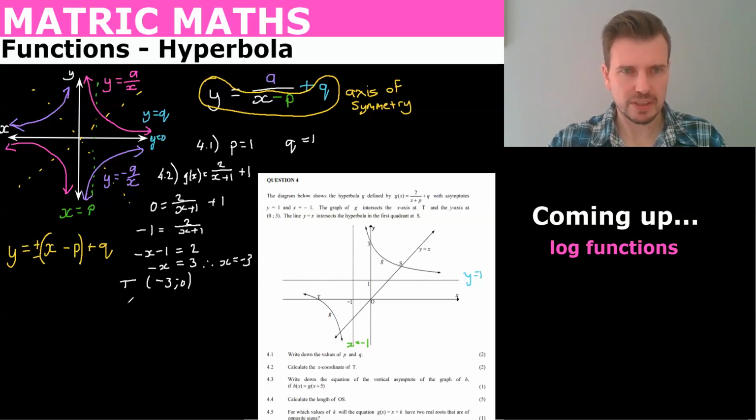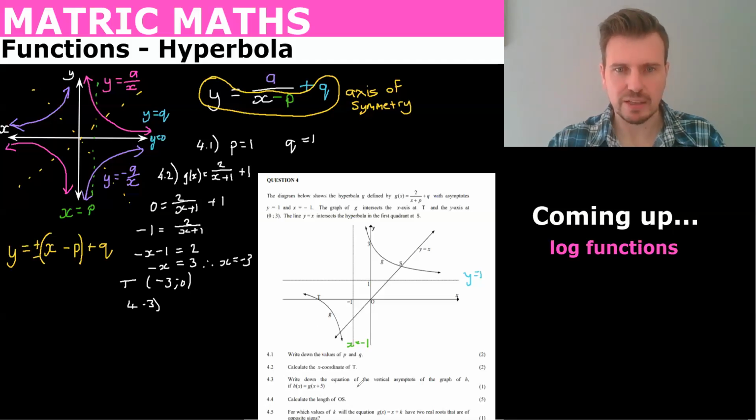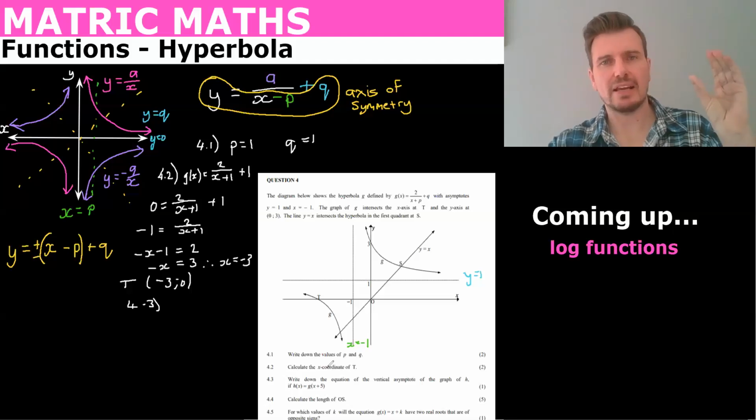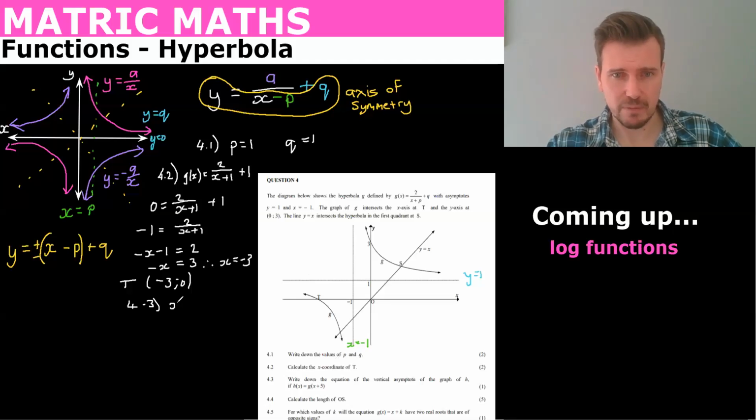Okay, 4.3 says, I'm going to leave that space there where I'm going to do the axis of symmetries. 4.3, h of x equals g of x plus 5. Write down the vertical asymptote of the graph of h. So what does that mean? It means add 5 to x. When we add 5 to x, we shift it backwards by 5. So it goes from -1 all the way back by 5, so it actually becomes x equals -6.